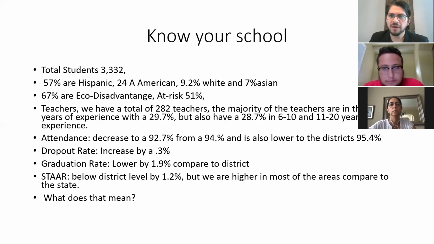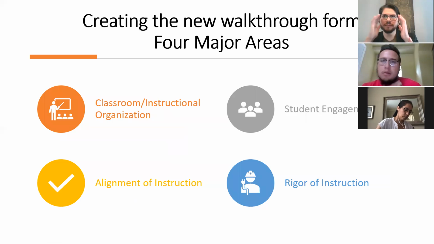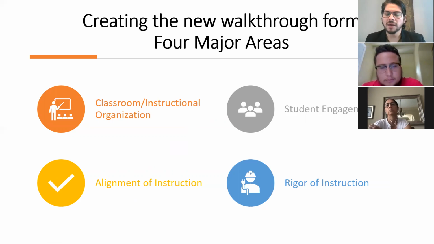So now we have a better idea about the school needs and about our teachers, about our students. Let's go into detail about 4 major areas that usually have an impact in creating good walkthroughs and also developing teachers, our students, and ourselves as well, to how best we can help the teachers, help you guys, but also how the teachers can help the students and the students can help, you know, getting good scores. So one of the first things that we're going to be talking about is classroom instruction organization, student engagement, alignment of instruction, and rigor of instruction.